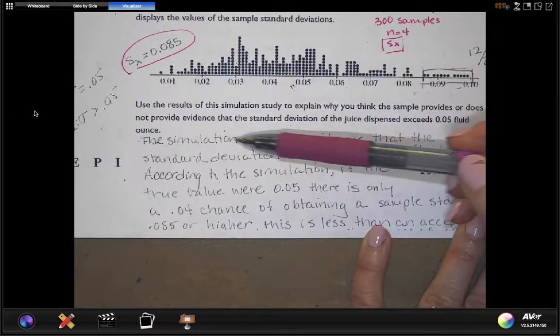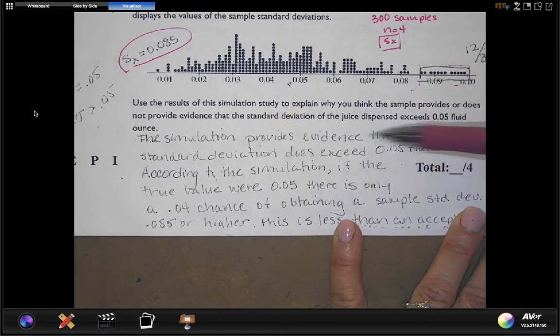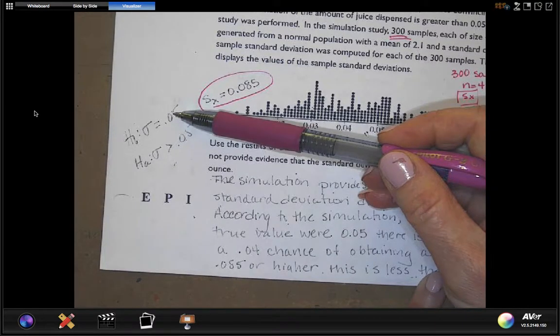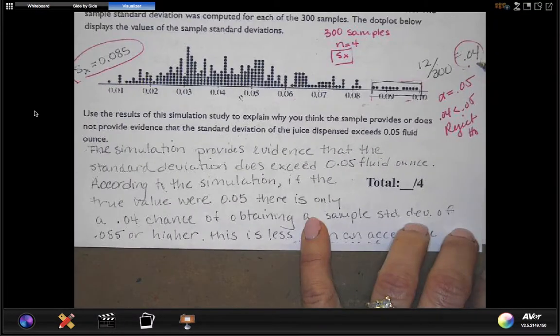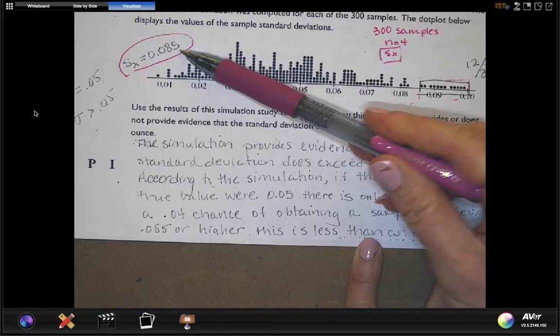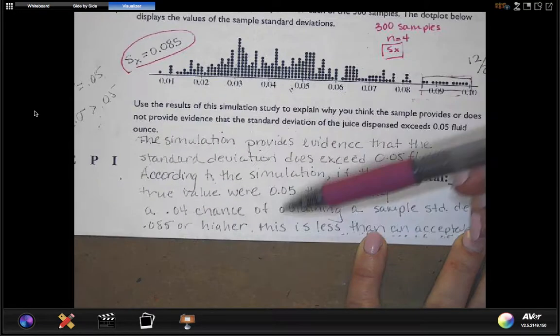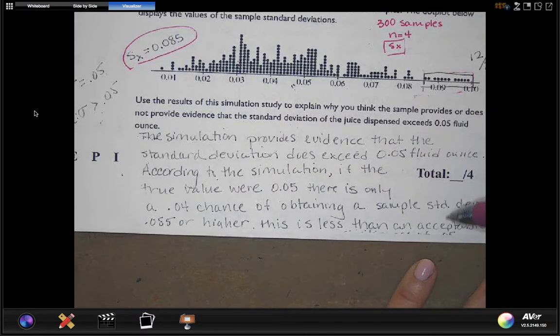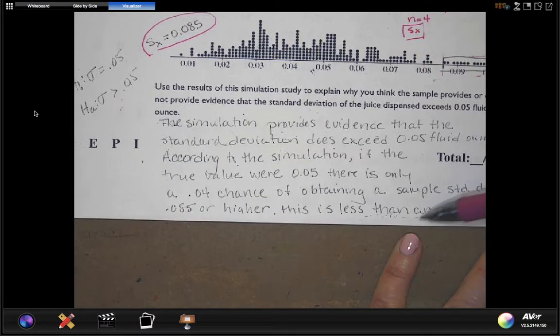So I said here the simulation provides evidence that the standard deviation does exceed 0.05 fluid ounces. According to the simulation, if the true value were this, there is only a 0.04 chance of obtaining a sample standard deviation of 0.085 or higher. This is because, as I said already, if the true value, this is less than an acceptable value, which is up here. Since it's unlikely for me to observe that value, I would say that something is wrong, and therefore they should stop production and check it.